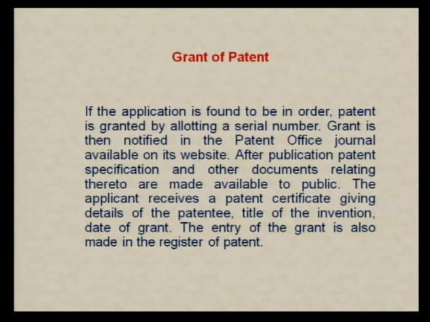After publication, patent specification and other documents relating thereto are made available to public. The applicant receives a patent certificate giving details of the patentee, title of the invention, date of grant. The entry of the grant is also made in the Register of Patents. So this is the way how you obtain a patent. But this process is very, very tedious. So we have to be very sure that we are following the same. The person who has actually invented is following their own case. If the application is found to be in order, what does it mean?